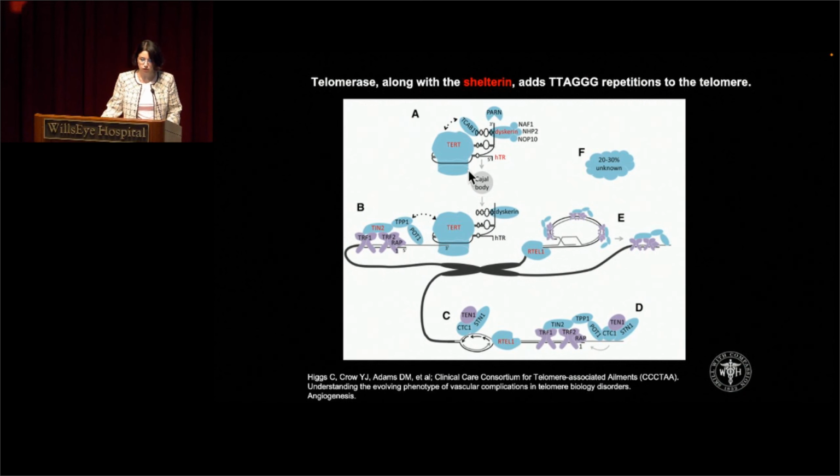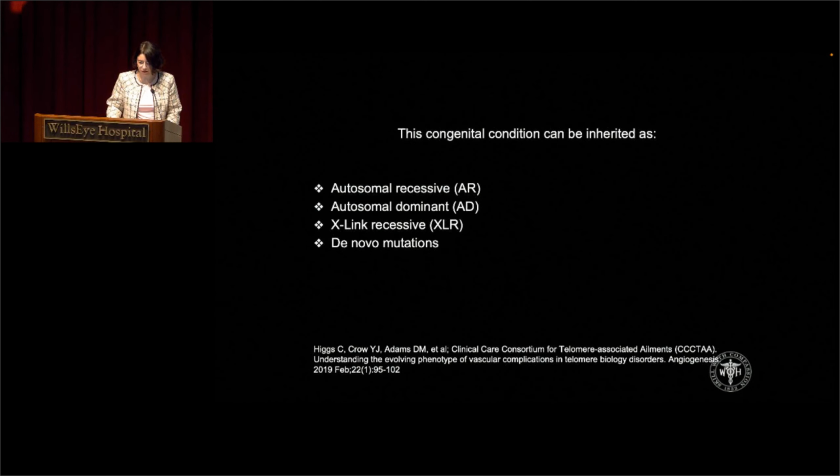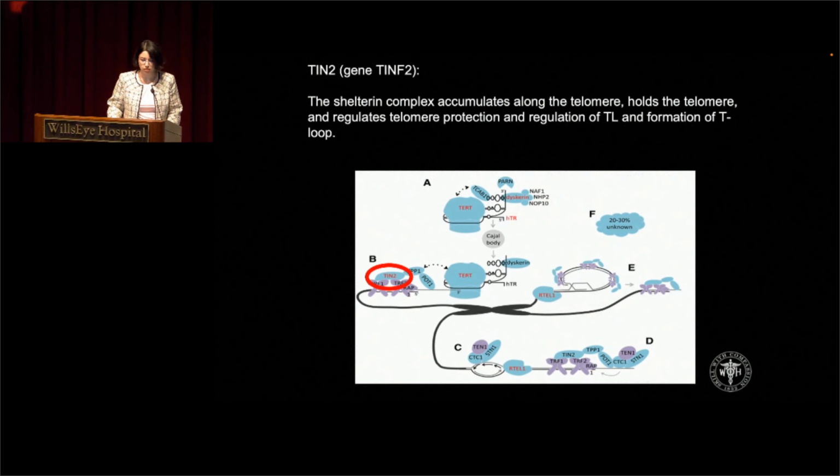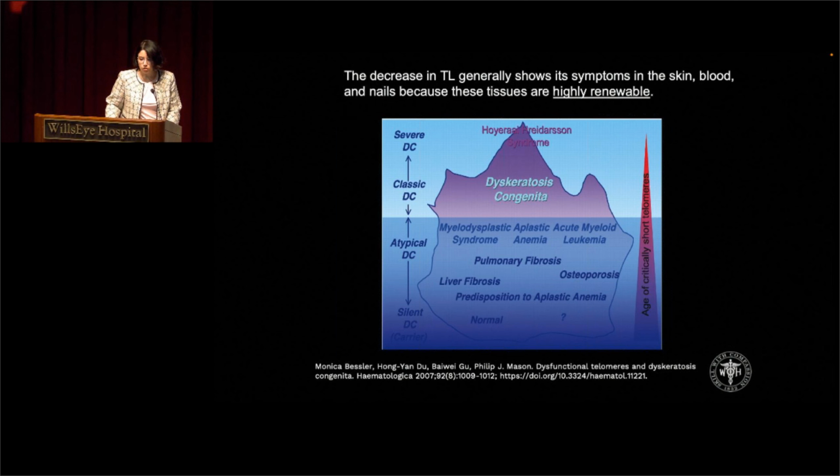So here you can see the red proteins, and these are the common mutations that can be found in dyskeratosis congenita. So it can be inherited autosomal recessive, dominant, X-linked recessive, or as de novo mutations. Our patient had a TINF2 gene mutation. This is one of the proteins in the shelterin complex, and shelterin actually accumulates along the telomere and holds it and forms the T loops. So tissues like skin, blood, and nail, they're really highly renewable, so they're mostly affected in this syndrome.